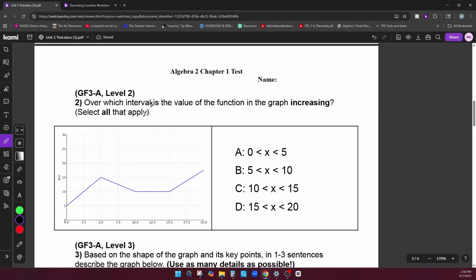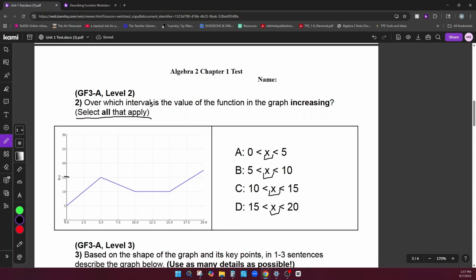These should be intervals because there's more than one, but it does tell you to select all that apply. So that gives you the clue that there might be more than one. So let's go ahead and look at our graph. We have a graph that seems to be increasing and decreasing in certain places. As far as how to answer this question, our answer pool actually gives me a clue. My intervals are all referring to x.